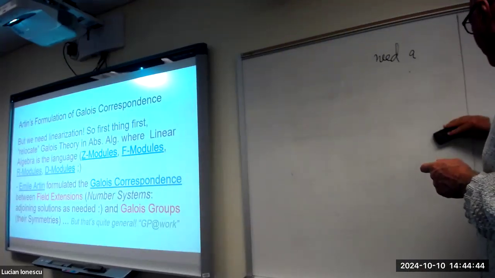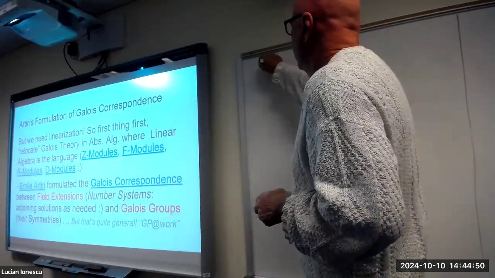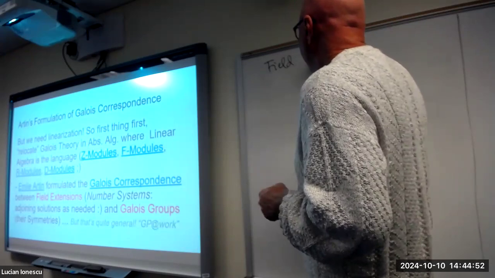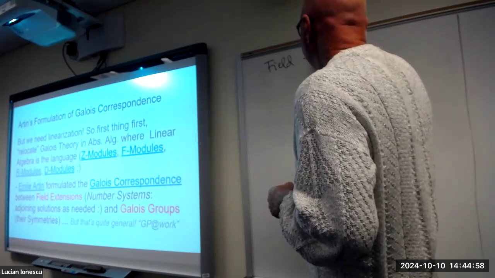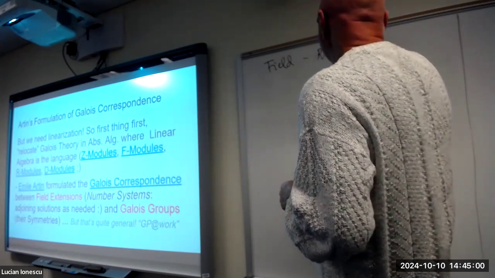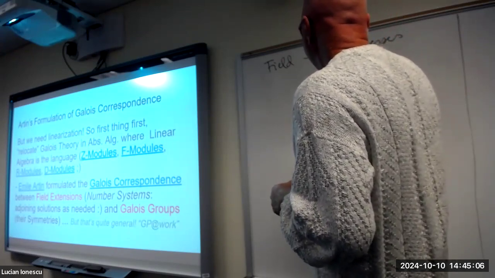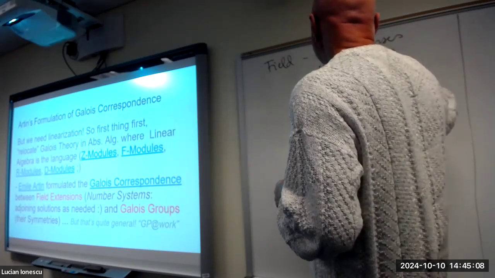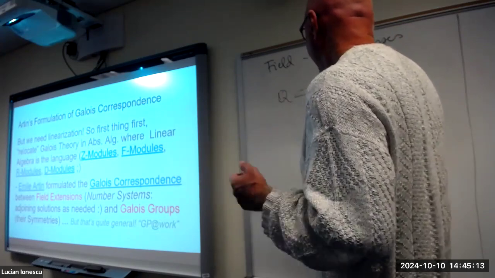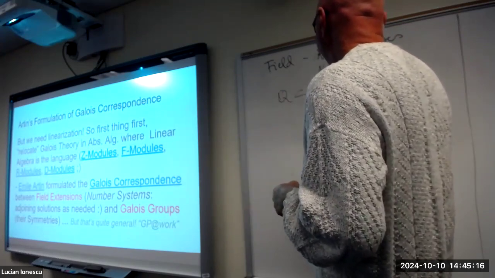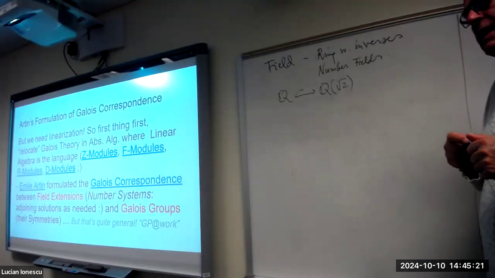Let's see again the same pattern. A field is like a ring or number system with inverses. Usually we look at number fields, number systems, and then extensions like Q inside, say Q of square root of 2, or some other algebraic extension.